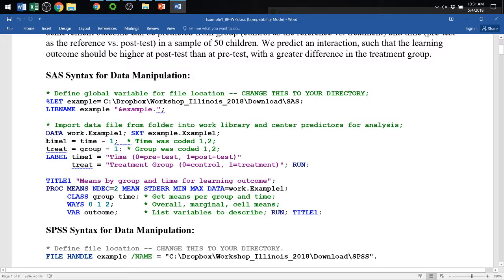So I am creating a variable called time1, meaning that it's time minus 1. So the reference group then is 0 at pretest, and this is the effect of moving to the first occasion. That's how I think of it. So treatment then is the effect of being in the treated group relative to control. So the reference person in this analysis is a pretest occasion for the control.